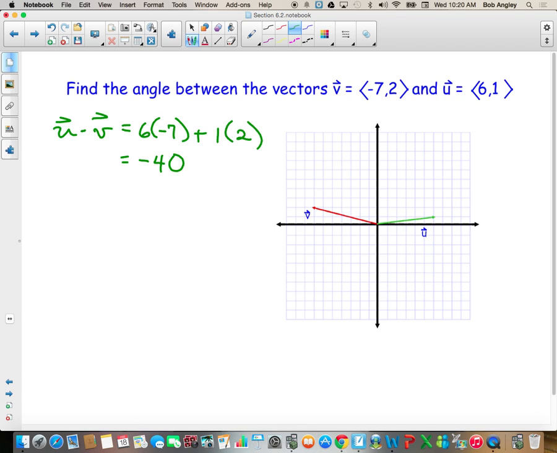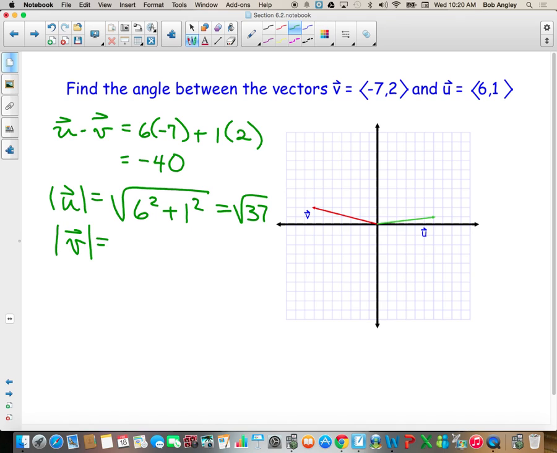Then when we get the magnitude of u, we're going to be going 6 squared plus 1 squared under the radical, and we're going to get the square root of 37. And then when we get the magnitude of v, we're going to get the square root of -7 squared plus 2 squared. So that's going to be 49 plus 4, which will be the square root of 53. Any questions in just calculating those little things?